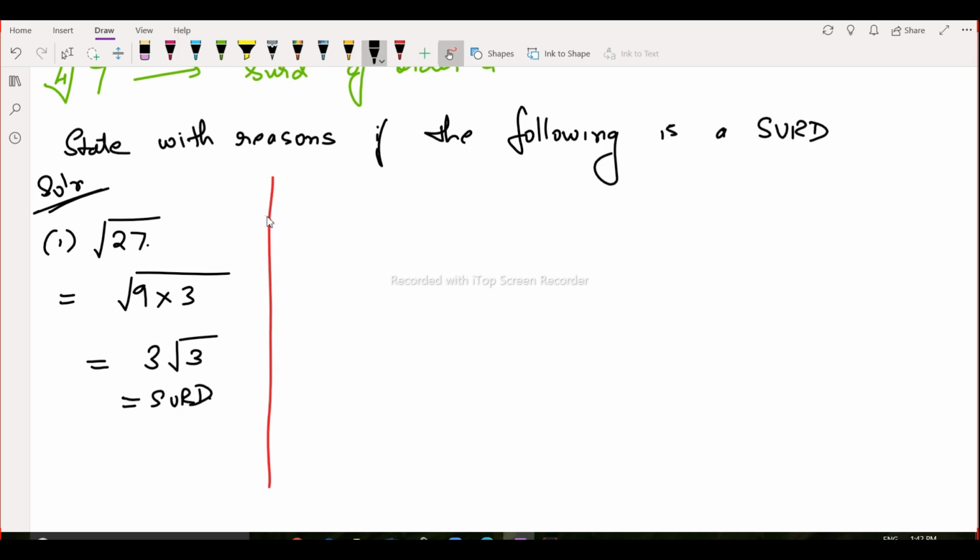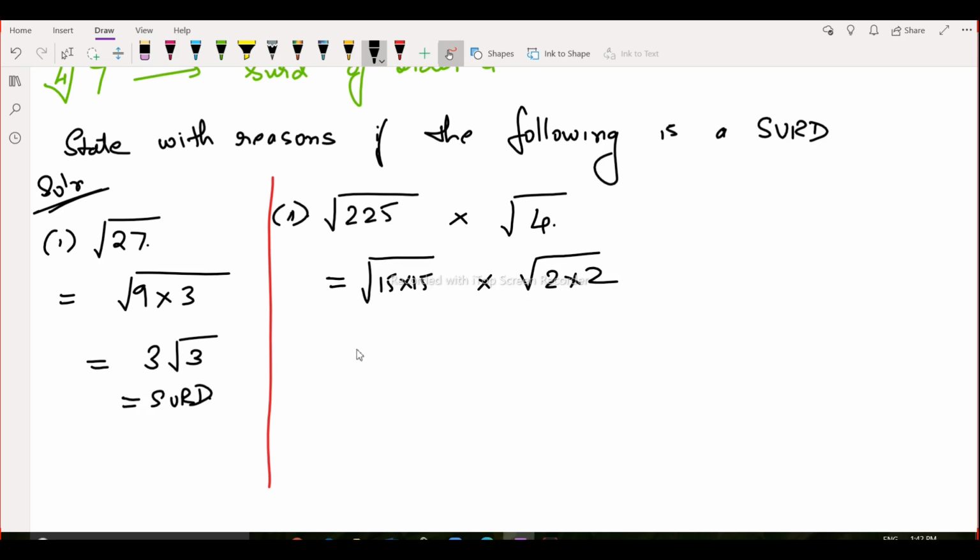Let's check the second sum. Let's say we have square root of 225 into square root of 4. Now square root of 225, we know this is 15 into 15. Square root of 4 is 2 into 2. So I can write this as 15 into 2, which is equal to 30, which is a rational number. Rational, so this is not a surd.